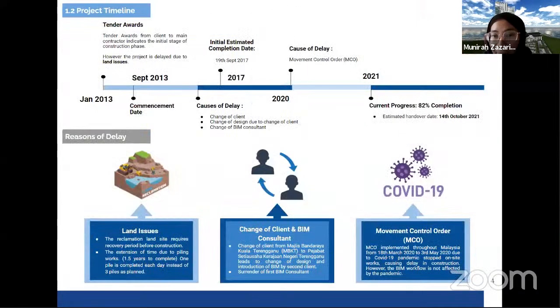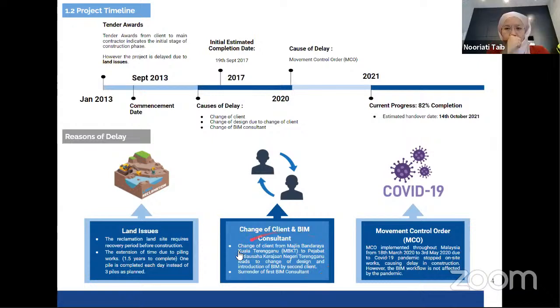Next. This is the timeline of the project. The project officially started in September 2013. Initially, the project was planned to be completed in September 2017, but was delayed firstly because of the change in government, hence a change in clients in 2017 from MBKT to Pejabat Setiausaha Kerajaan Negeri Terengganu. There was also a change in BIM consultants throughout the project. Delays also happened due to land issues.